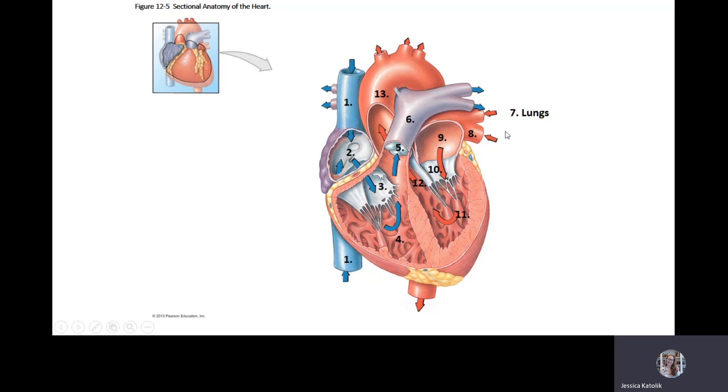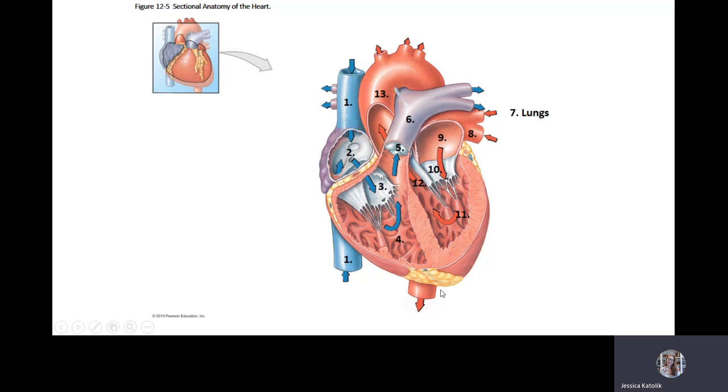Blood will come back to the heart using the pulmonary veins over here and travel to the left atrium right there. It'll go through the bicuspid. Remember, try it before you buy it. The bicuspid. And the blood will come down into the left ventricle and then travel through the aortic semilunar valve, which isn't pictured here very well, and then up through the aorta.